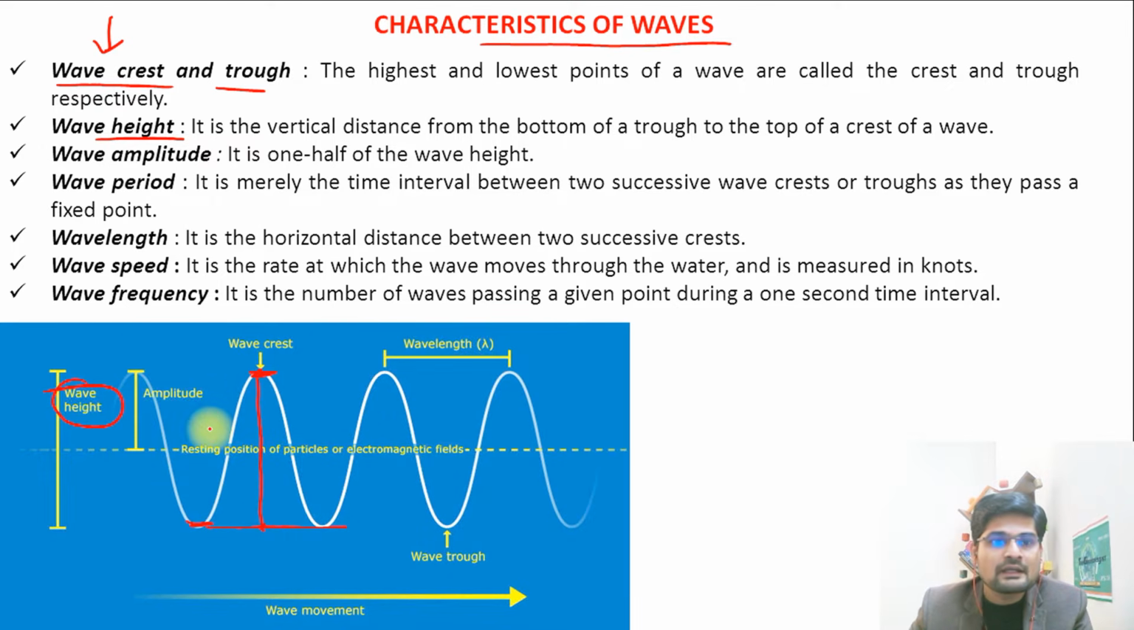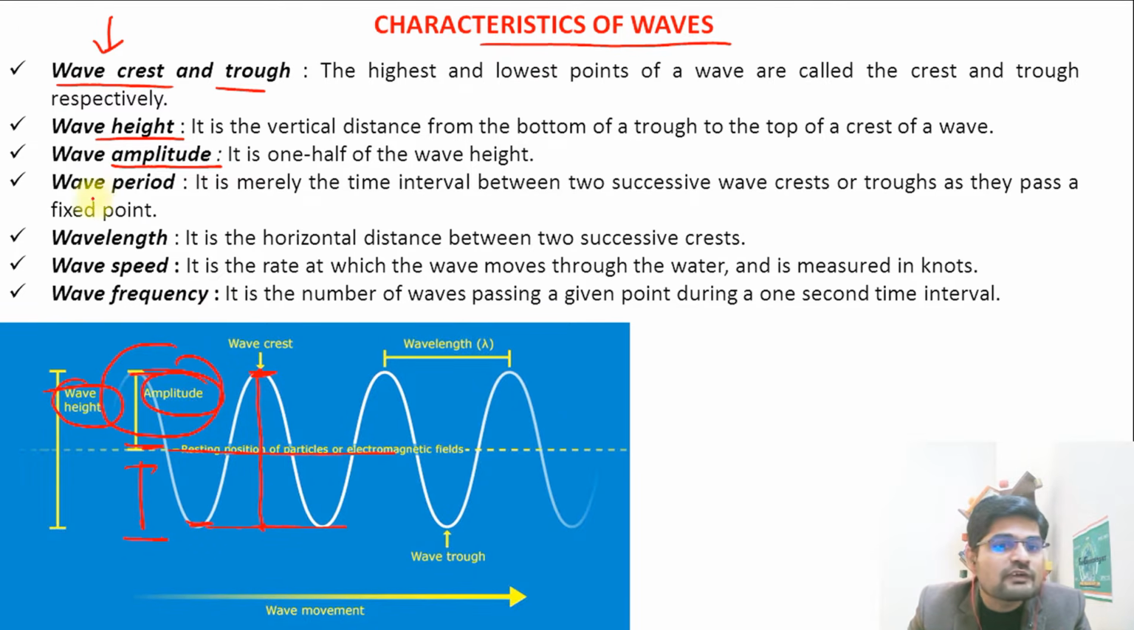right? That is important. Then something is called wave amplitude. Now remember, if we divide this crest and trough from the center, this is one half, the crest half, and this is the other half, that is the trough half. So one half is called one amplitude. That is important to remember. It is one half of the wave height.